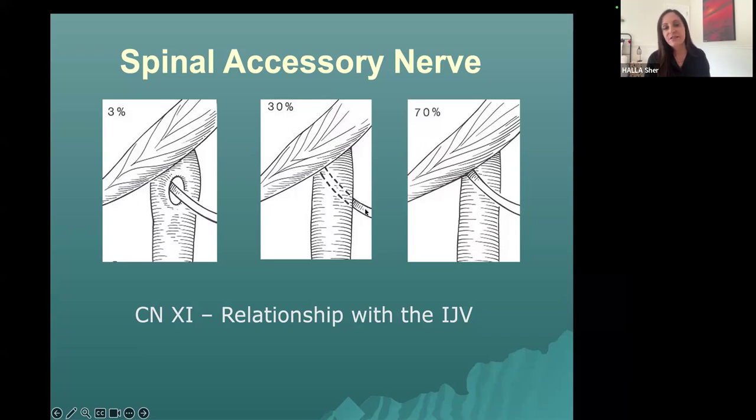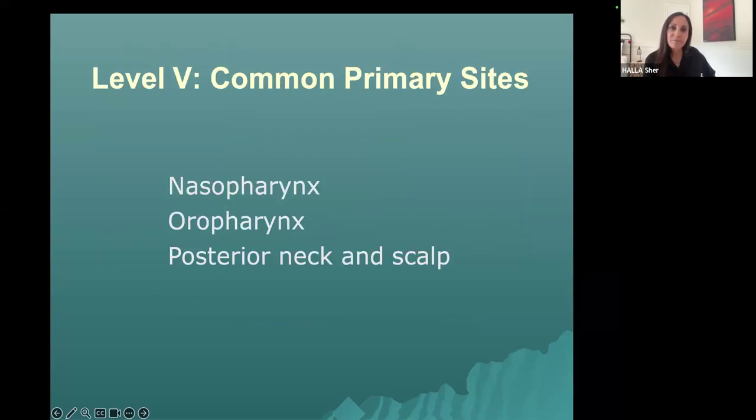About 30% of the time, you'll see that nerve running posterior to both the digastric muscle and the internal jugular vein, as we see it here. And then rarely you will see the nerve actually pierce through the internal jugular vein. Common primary sites that metastasize to level 5 include the nasopharynx, the oropharynx, and cutaneous malignancies of the posterior neck and scalp.